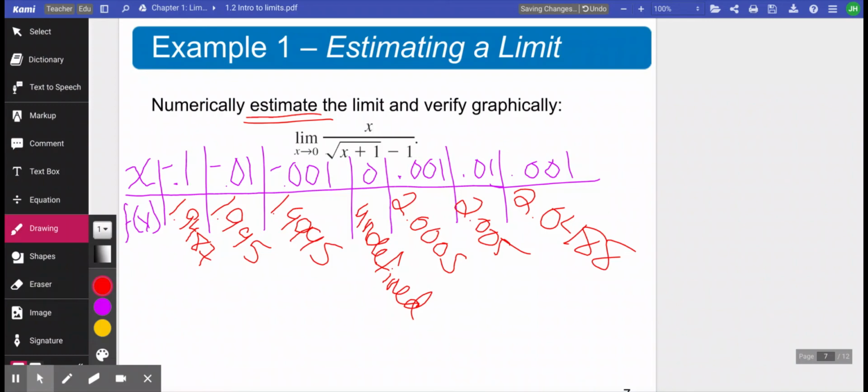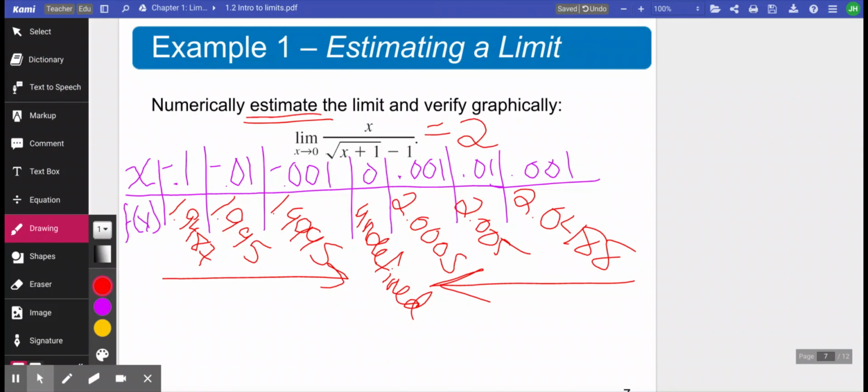All right, so as we look at this, it appears that as we approach 0 from the left and from the right, my y values are both approaching, or both getting arbitrarily close to, this value of 2. So that would be our limit.